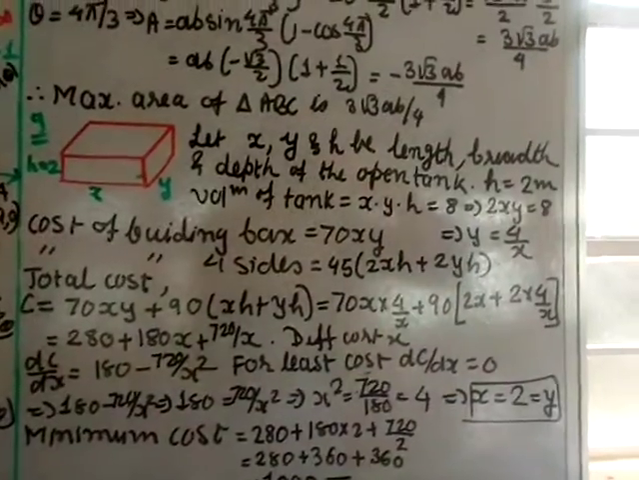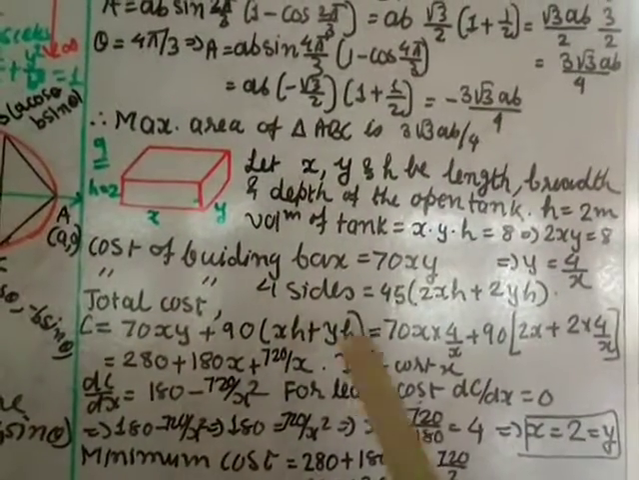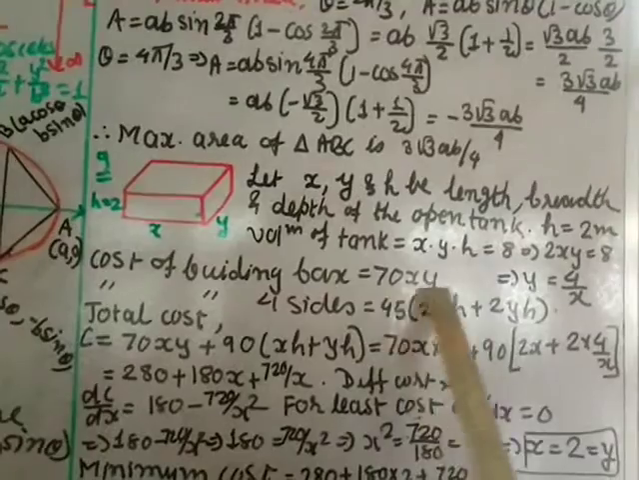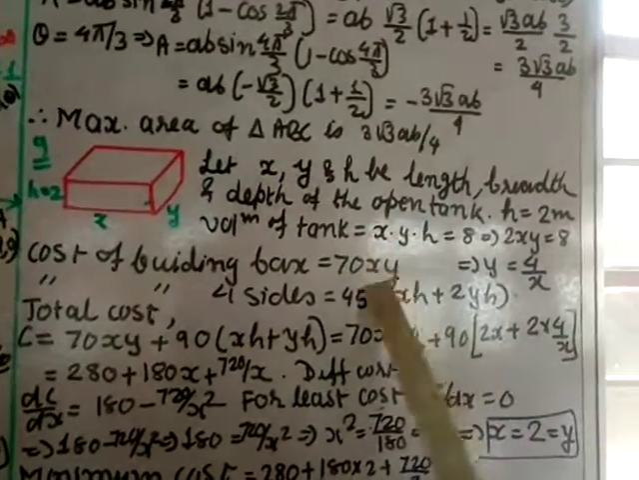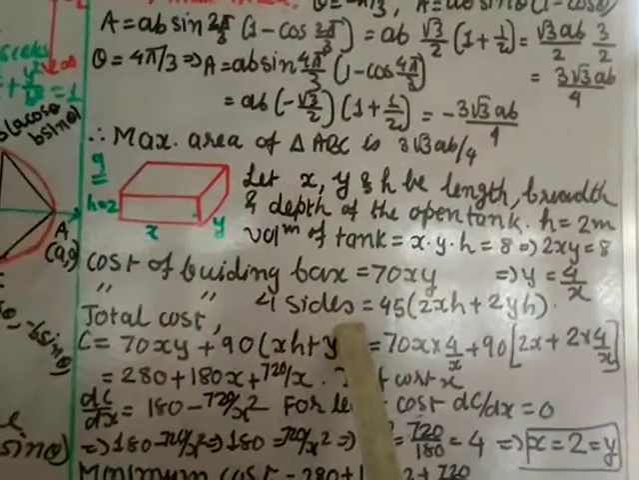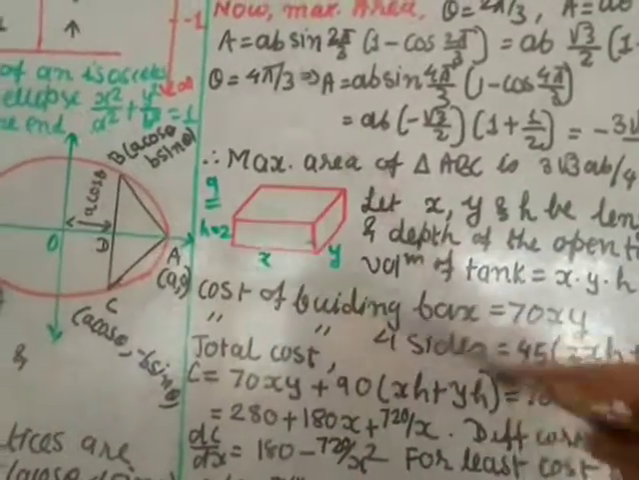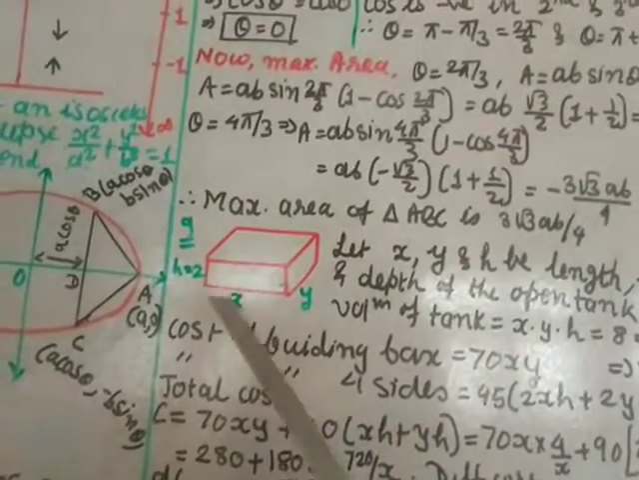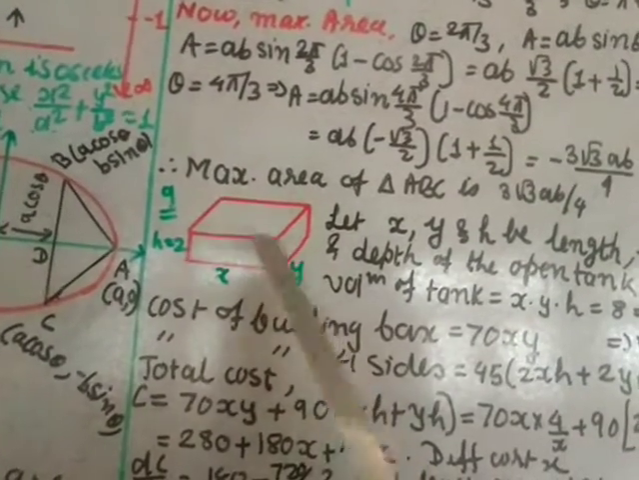Now the cost of building the base is given separately. They have said 70 rupees for building the base and 45 rupees for building a side. So the cost of the base is 70 and the area of the base is x into y. For the sides, the cost is 45 per side, but I have 4 sides: one here, one here, one this side and one back side. So what will be the area? Length into breadth, x into 2, x into h, then the back side x into h, then y into h, and this side y into h.